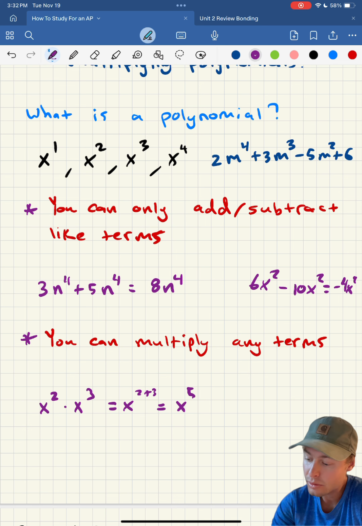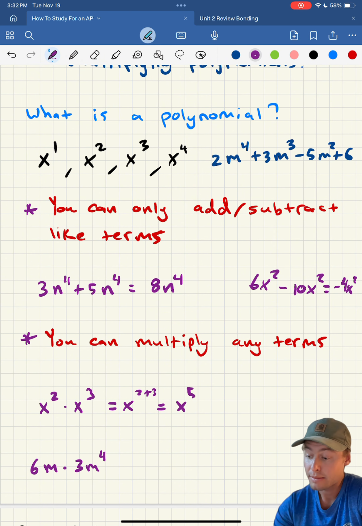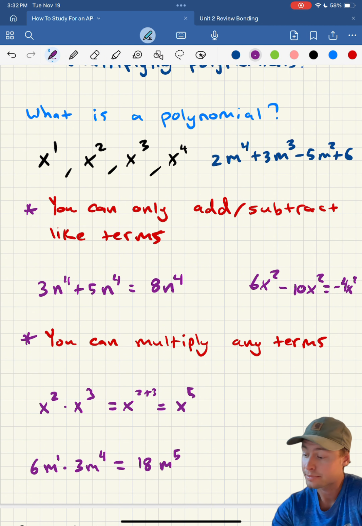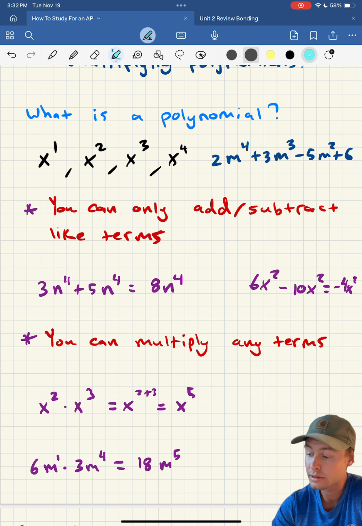Okay. What if I wanted to do 6m times 3m to the 4th? I just multiply the two numbers in front, the coefficients, 18, and then I multiply the variables. M to the power of 1, if you don't see a variable or an exponent there, it's really just a 1. M to the power of 1 times m to the power of 4 is m to the power of 5.